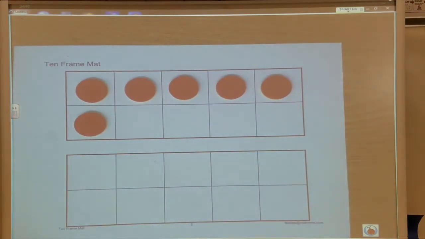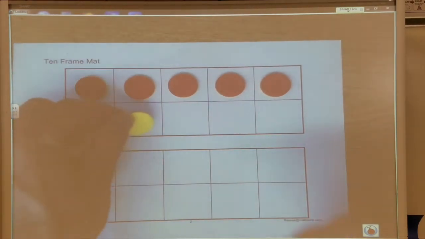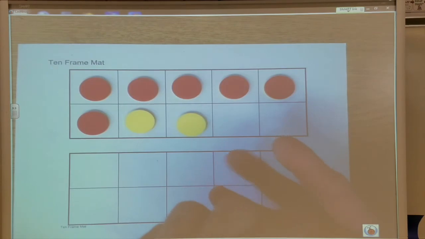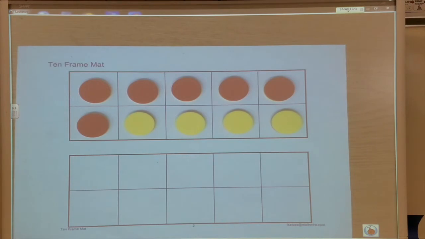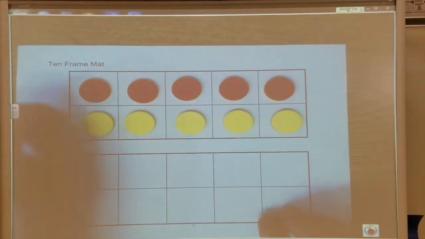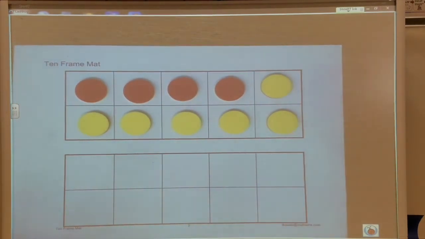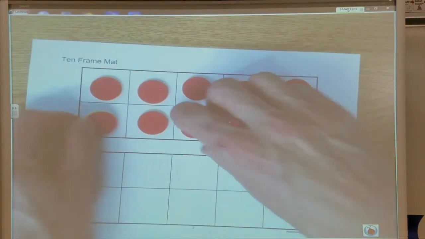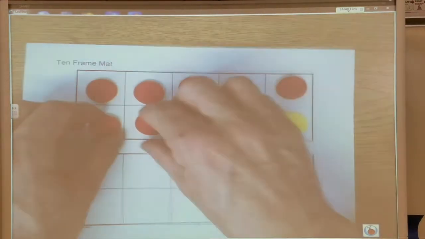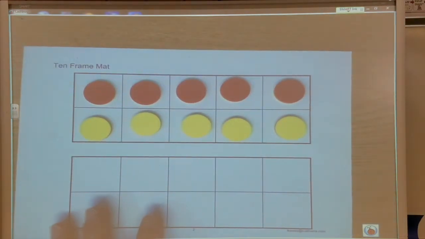And in order to make 10, we can see that there are 4 empty spaces, which I can fill with 4 yellow counters. And children would be writing in advance that 6 plus 4 equals 10. I can change the configuration: 4 plus 6 equals 10. And then all of the different variations within 10. 9 and 1 makes 10. And of course our powerful double, 5 and 5 equals 10.